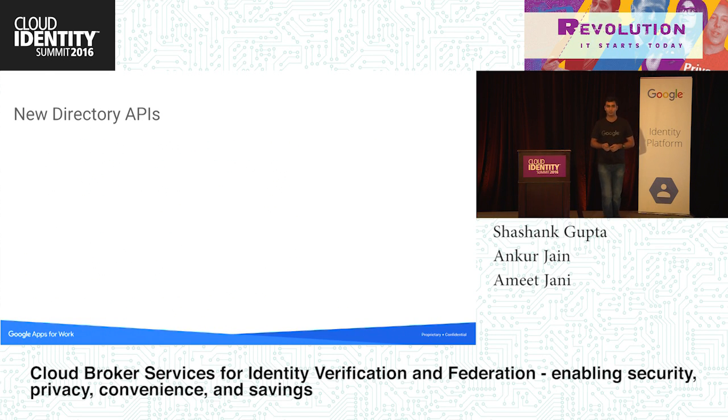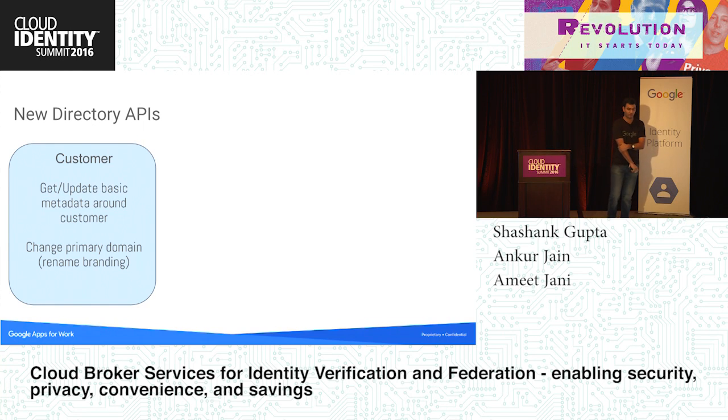Okay, so we talked about users, but we also continue to improve our API story and pull more and more features and resources onto the directory. Over the last year, one of the resources that we added to the directory is the core customer resource itself. Using this resource, you can get or update basic metadata about the customer, like the registered name of the company, or what its logo looks like. Another key feature around customer that we added last year is rebranding, or changing the primary domain name. Earlier it was not possible for a domain administrator to rebrand or change the primary domain of the company if they wanted to. So we heard the feedback, and we added that feature in the directory last year.